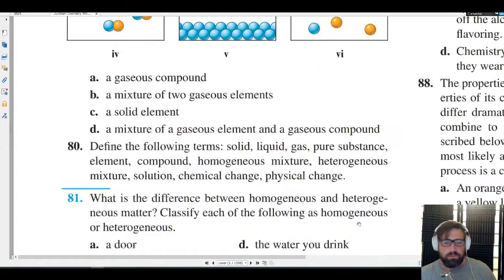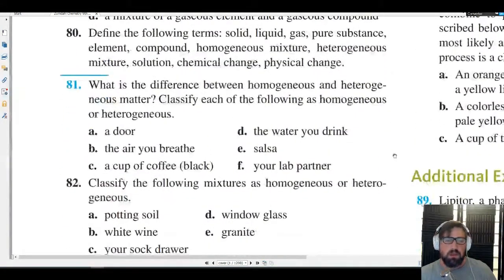All right. Let's see here. This is fun. What's the difference between a homogeneous and heterogeneous mixture? Classify each. So a door is heterogeneous. It has a metal handle, aluminum, steel, I don't know. And then wood, and you can definitely see the two. The air you breathe, definitely homogeneous. There's not a clump of oxygen that's going to come in. It's always going to have that mixture of nitrogen and oxygen.